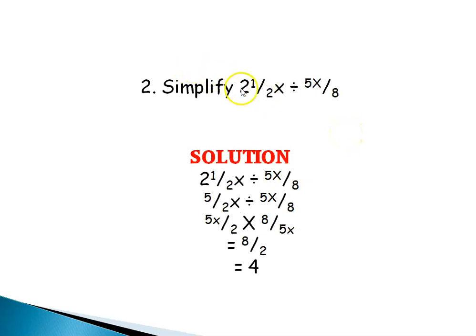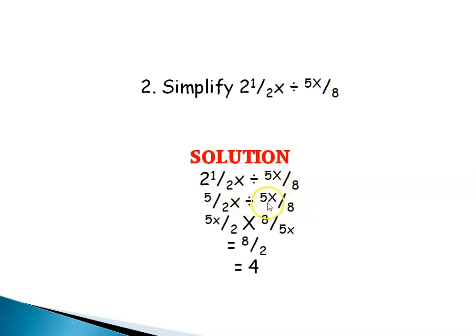Question 2. Simplify two whole number 1 over 2x divided by 5x over 8. This has to do with division of fraction. So I'm going to write out my question. Two whole number 1 over 2x divided by 5x over 8. I'll change this two whole number 1 over 2 to improper fraction. 2 times 2, 4, plus 1, 5. 5 over 2x divided by 5x over 8.